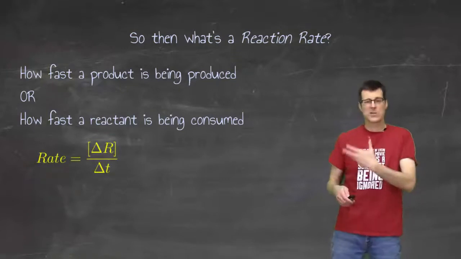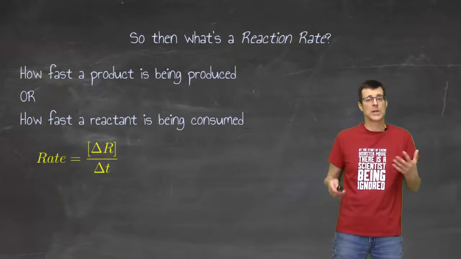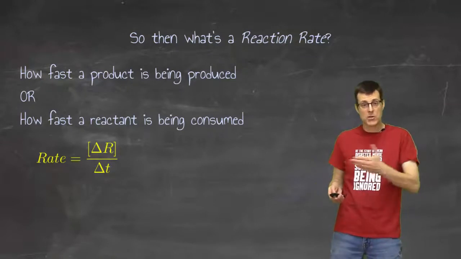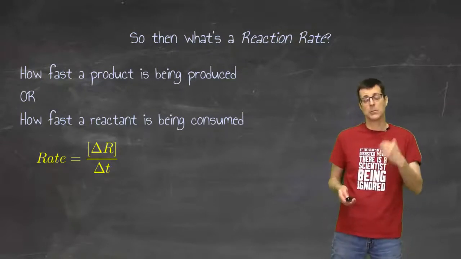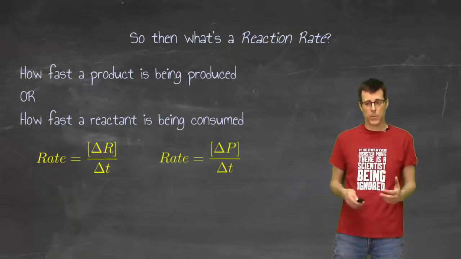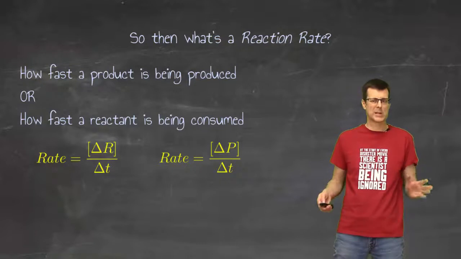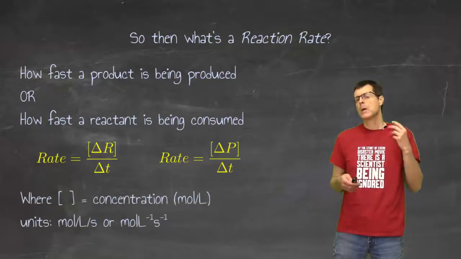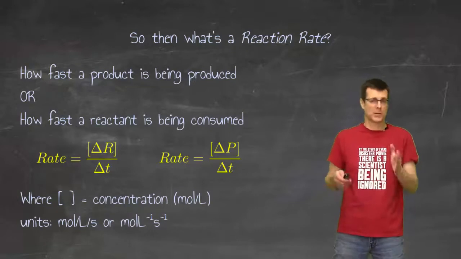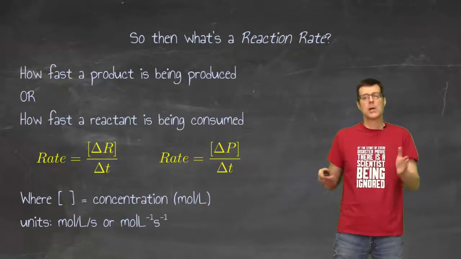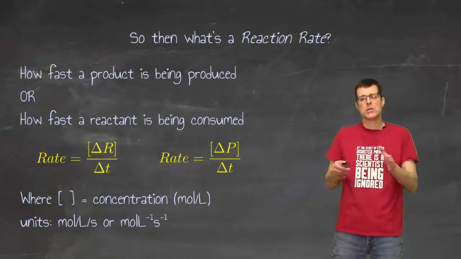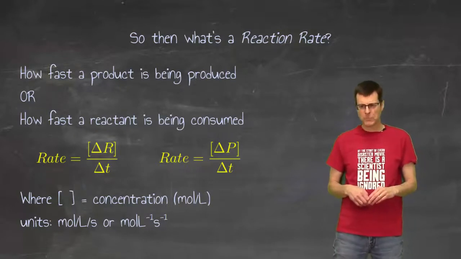So I would express the rate in some form like this, where it is the change in concentration of the reactant, not the reaction, but the reactant, over time, or perhaps a change in the product over time. Which one I pick is going to depend on a bunch of things. Now, just some notation: those square brackets around the R or the delta R or the delta P mean the concentration. So it's the change in concentration over time.